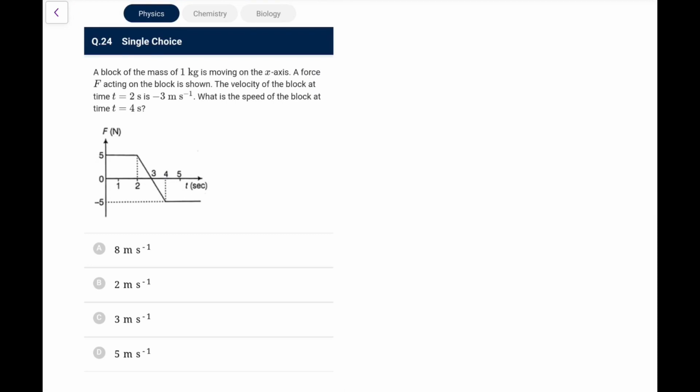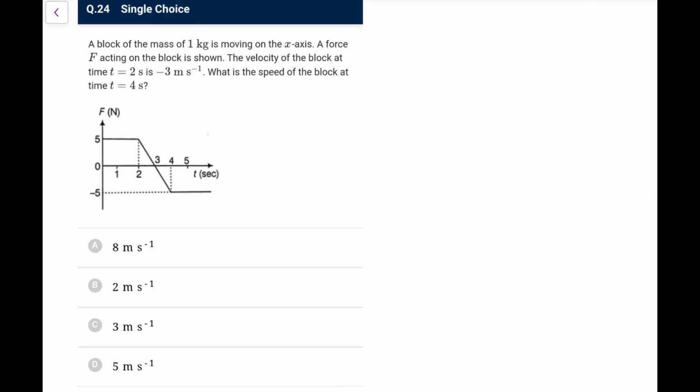Next, a block of mass 1 kg moves on the x-axis. The force affects velocity, and the velocity at t equal to 2 is minus 3. What is the speed at 4 seconds? From 2 to 4, what is this area? This area will give me the impulse. The impulse is going to be 0, and that is the change in momentum. So the change in momentum is going to be 0, and the velocity will still be minus 3. So the speed will be 3 meter per second for sure.